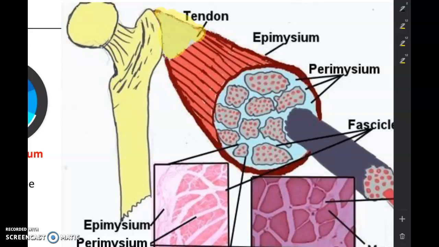Now, the tendon's dense regular connective tissue goes off into this thing called the epimysium. The epi means around. And the epimysium is dense irregular connective tissue.